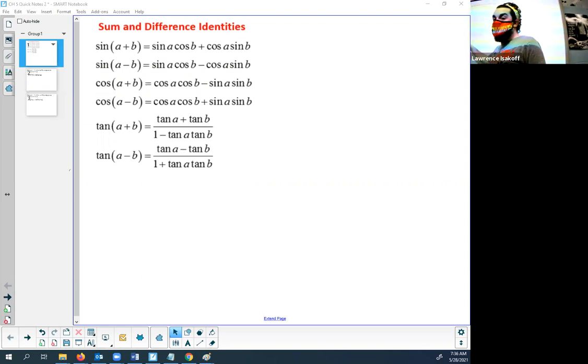Tangent is a little more complicated looking. So tangent of A plus B is tangent of A plus tangent of B, over 1 minus the tangent of A times the tangent of B. If it's a minus, we just change the plus in the numerator to a minus, and the minus in the denominator to a plus. So those are the general forms. Again, this is posted for you inside of Schoology. Let's see how they actually work.